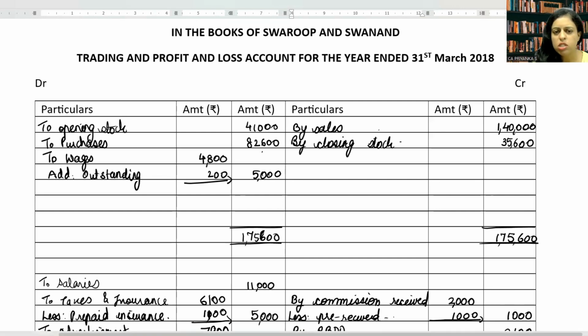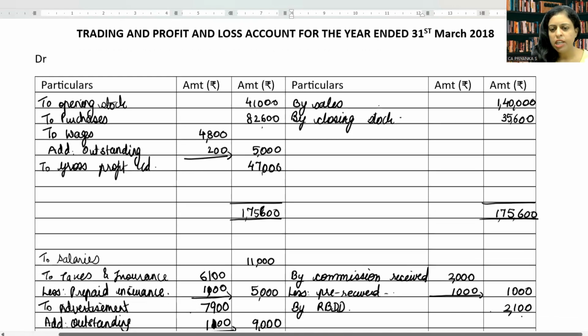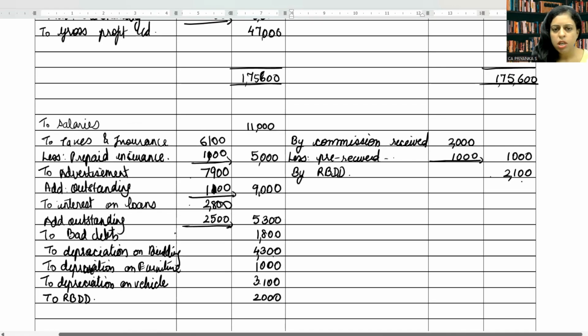but there are some entries here. So if we reduce these three, 41,000, 82,600 and 5,000 from 1,75,600, what we will arrive at is the gross profit. So to gross profit carried down. Find out how much it is quickly. 47. So gross profit that we have calculated is 47,000 here. So this 47,000, I'm going to take it to the profit and loss account as brought down gross profit.